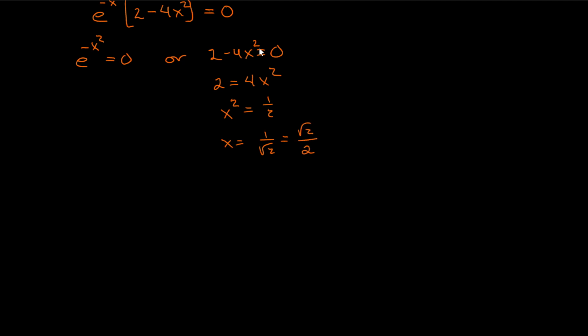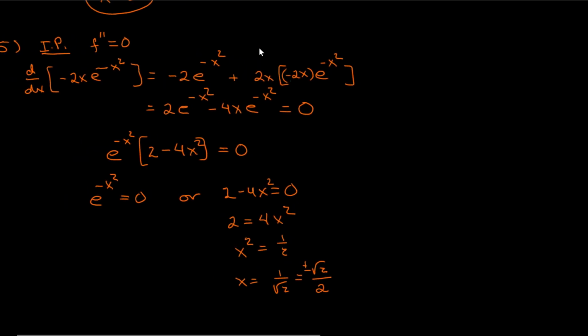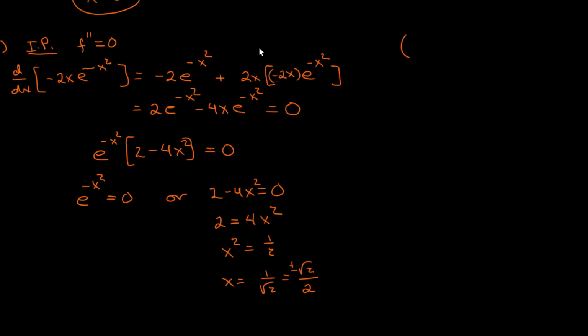But remember, when you take a square root, you get two values. You get plus and minus. So we do have two inflection points. We have an inflection point at negative square root of 2 over 2, and an inflection point at square root of 2 over 2. So that gives us our two x values.